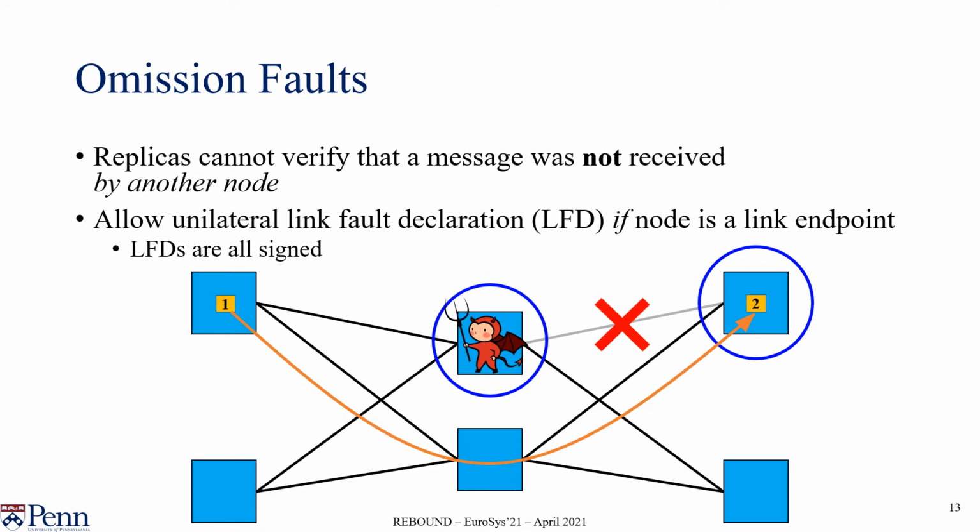Notice here that if the adversary tries to exploit the fact that it can unilaterally declare link faults, it will only be isolating itself as it declares more and more of its own links as faulty, in which case the system is still making progress because less data is being routed through the faulty node.